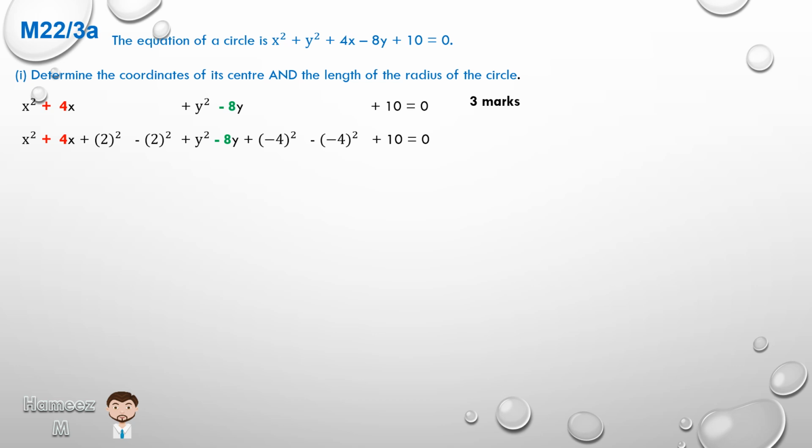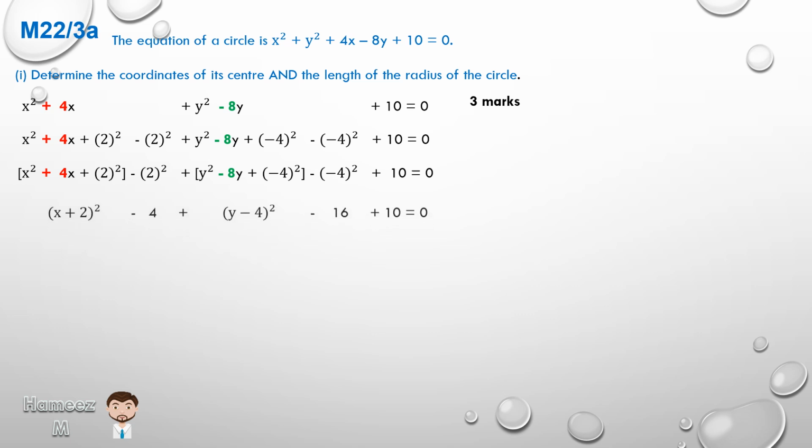And if we identify the first three terms and put that in brackets, we're going to get x squared plus 4x plus 2 squared. And do the same thing with y. So we're going to get y squared minus 8y plus minus 4 squared, plus 10 is equal to 0. If we factorize the first three terms, that gives us x plus 2 all squared minus 4, plus y minus 4 all squared minus 16, plus 10.